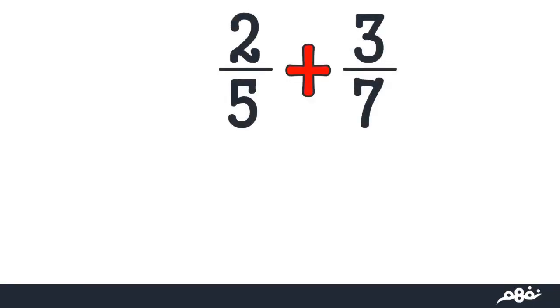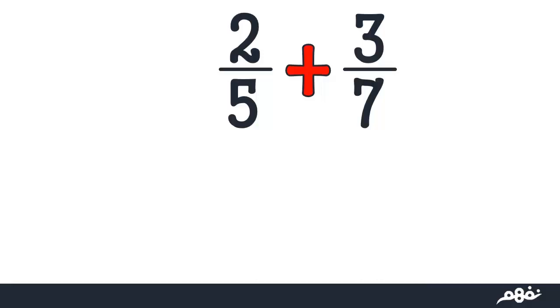So both cases 1 and 2 were simple somehow. Let's turn to the general one. What if we don't have a common denominator or a common factor between the denominators, like having 2 over 5 plus 3 over 7, which must equal a rational number, but the denominator of this rational number, how can I get it? How can I get the numerator and the denominator?